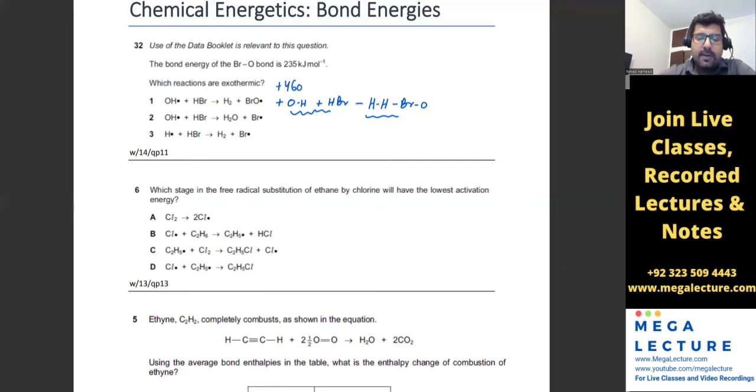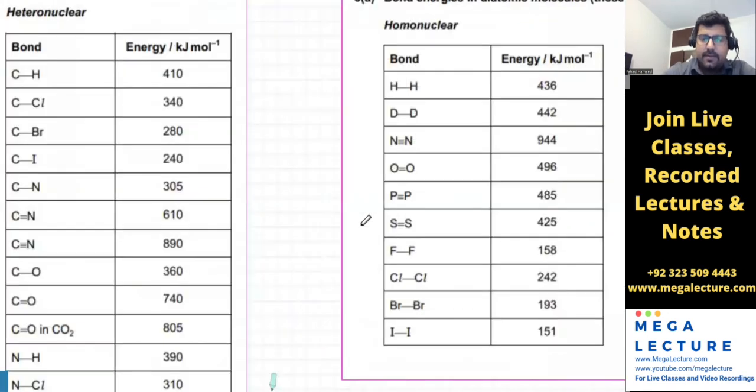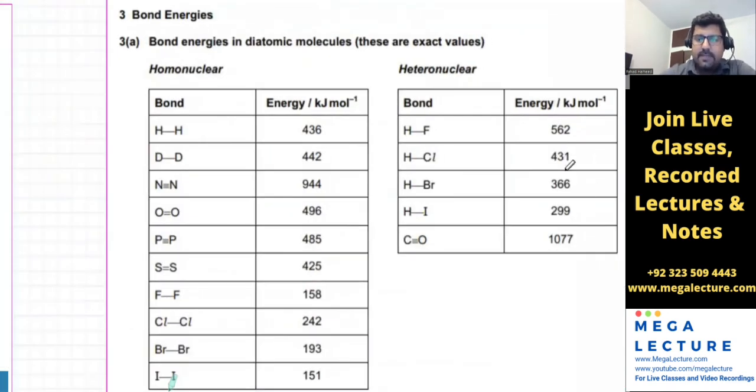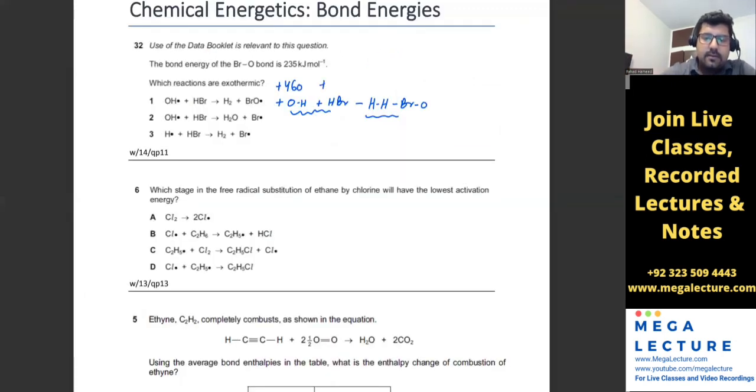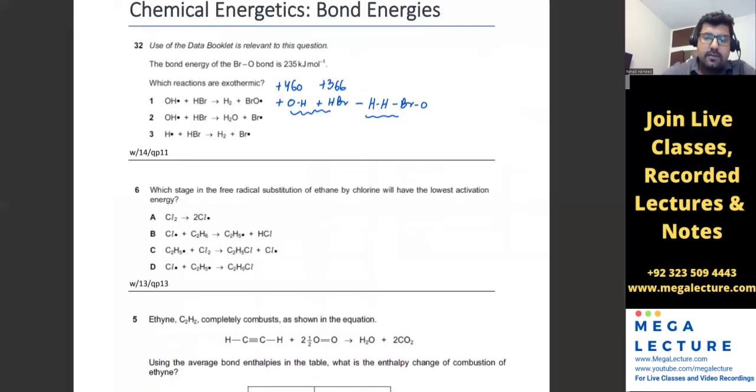For HBr, I'm going to look it up. That's 366. For HH, I think that's 410, but we'll just have a look quickly. 436, sorry. So that's going to be minus 436. You have to be careful about the sign and about the moles as well. BrO is given, that's 235, minus 235.